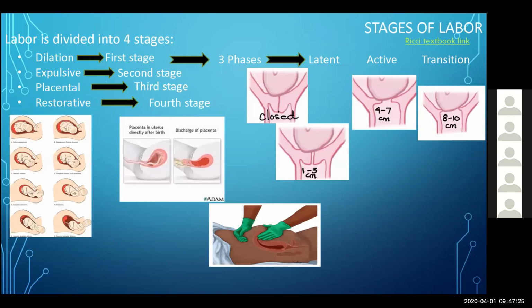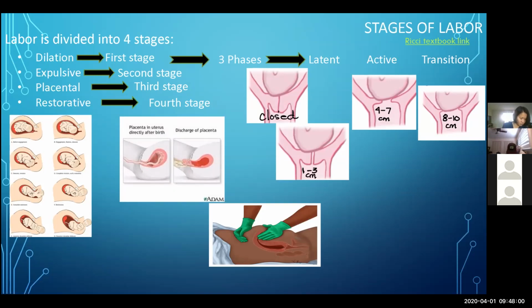All right, so labor is typically divided into 4 stages. The first stage, or dilation, consists of 3 phases. So we have stages and phases. The first stage, dilation, is the longest stage. It begins with the first true contraction and ends with the full dilation of the cervix. Since it's the longest stage, it is also divided up into 3 phases, like we just talked about. Each phase corresponds to the dilation and effacement of the cervix.